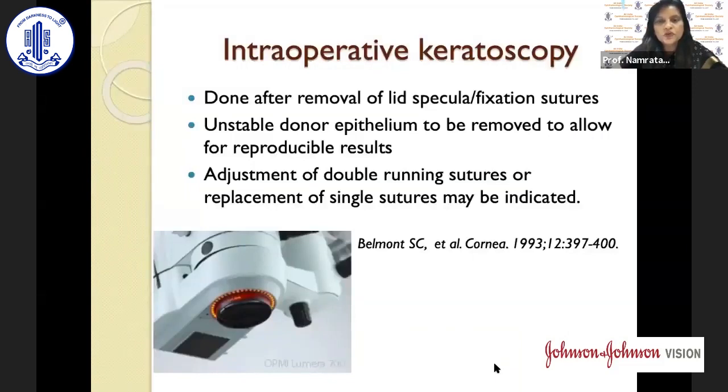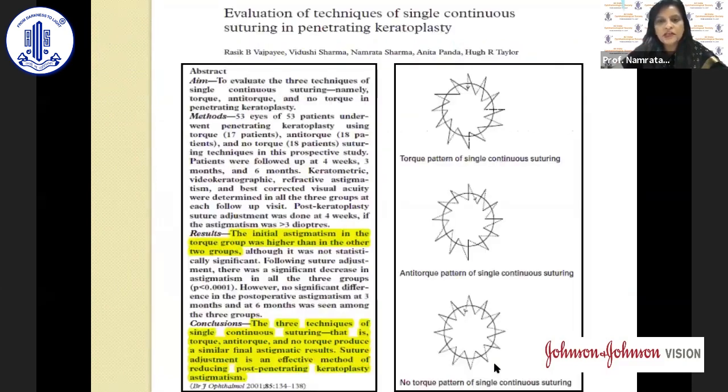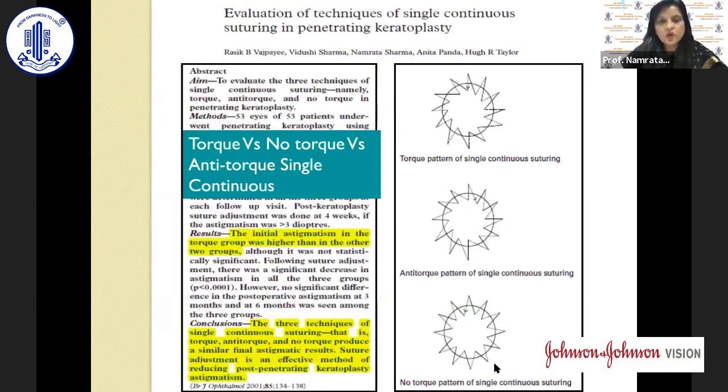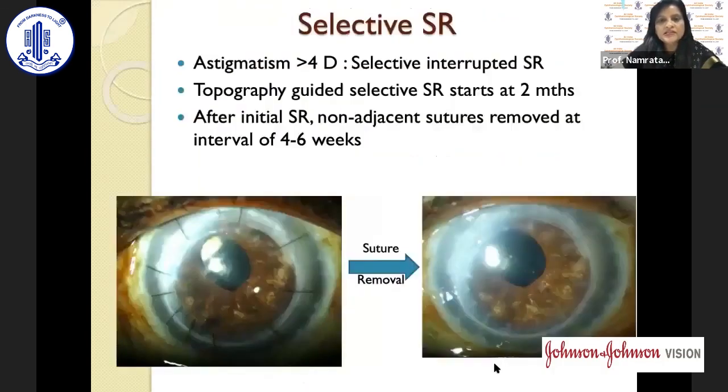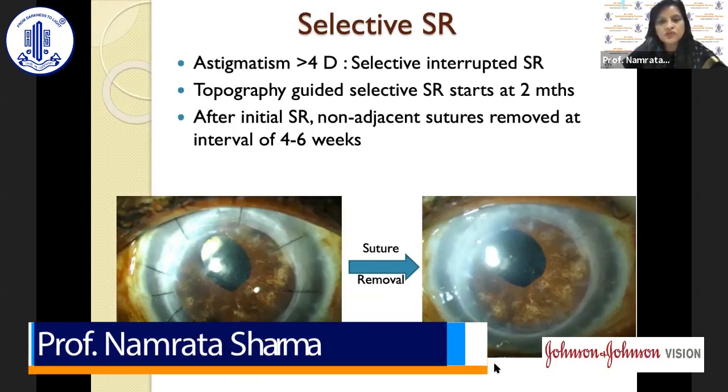Now, intraop keratoscopy is also useful, and at the end of the surgery, one can titrate the intraop keratometry. We did a study to see whether torque, no torque, or anti-torque single continuous suture has more astigmatism, and we didn't find any difference between these three techniques. Selective suture removal can be done when astigmatism is more than 4 diopters. It has to be topography guided, and after the initial suture removal, the non-adjacent sutures can also be removed after an interval of 4 to 6 weeks.